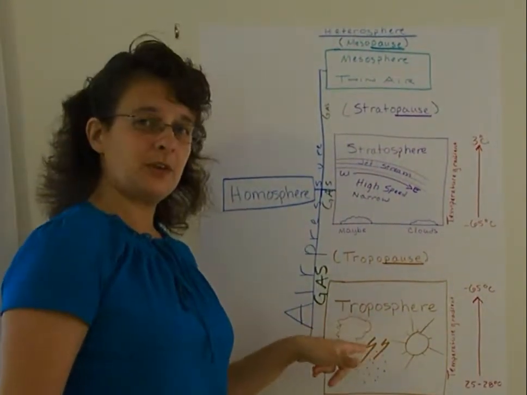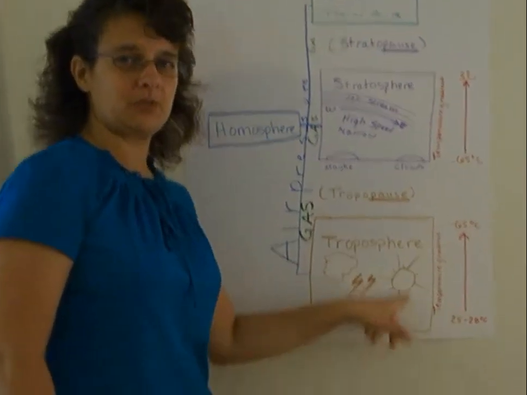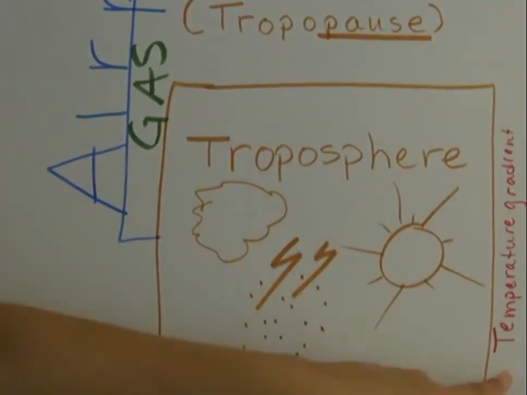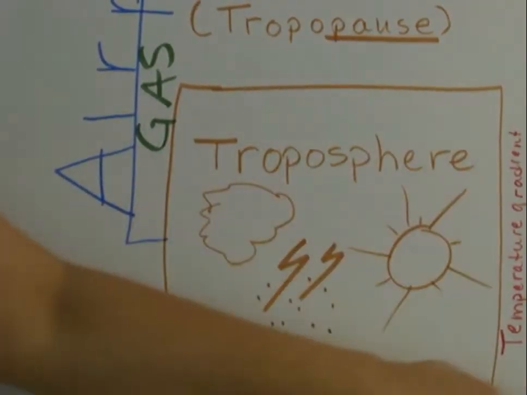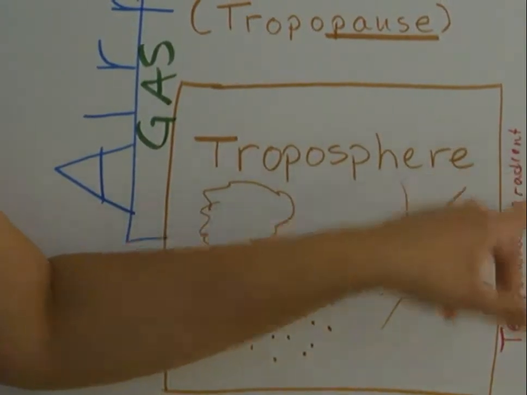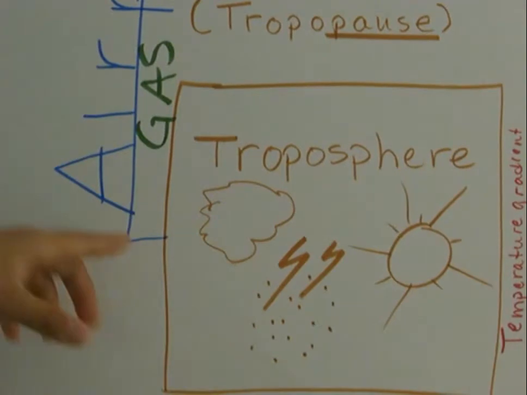In the troposphere, you have your weather, and so I put pictures of different weather elements in the troposphere. You also have a temperature gradient in the troposphere. It goes from, well, this shows the temperature, 25 to 80 degrees Celsius up to minus 65 degrees Celsius. So I put that there to help me remember the temperature gradient.